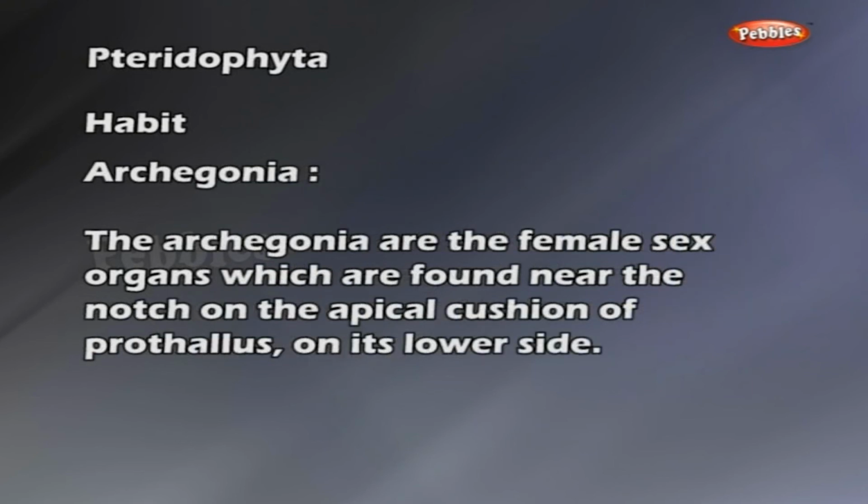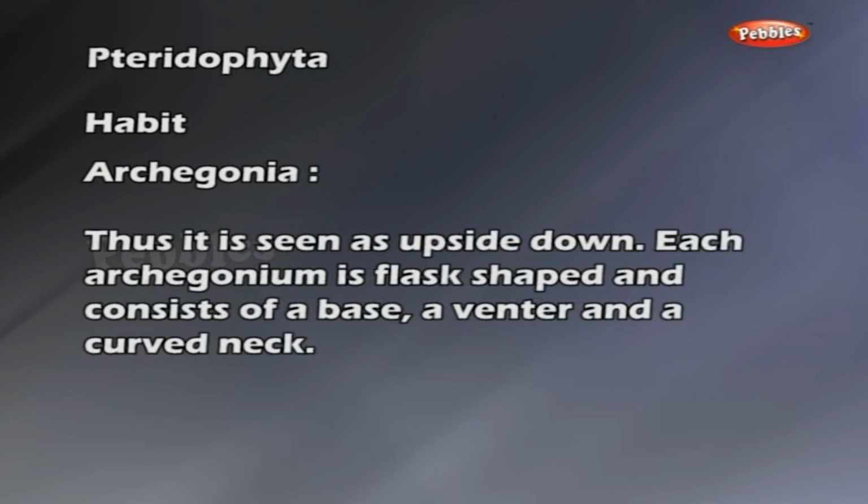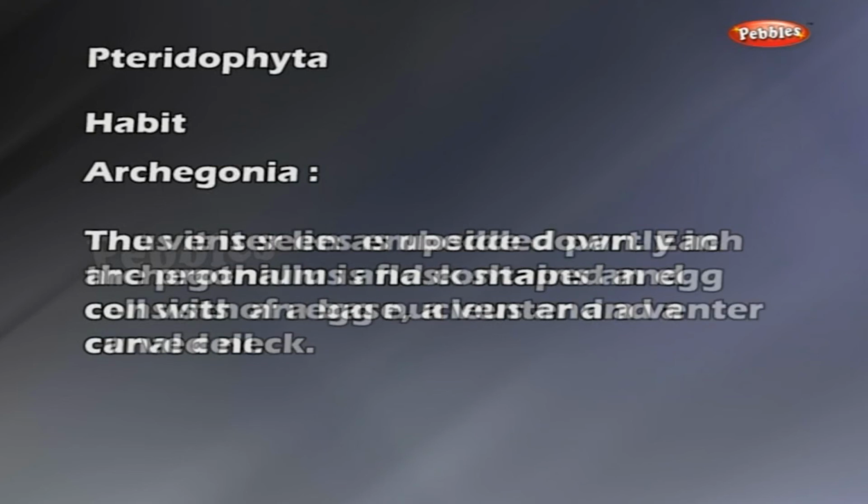Archegonia. The archegonia are the female sex organs which are found near the notch of the apical cushion of the prothallus on its lower side. Thus, it is seen as upside down. Each archegonium is flask-shaped and consists of a base, a venter, and a curved neck.